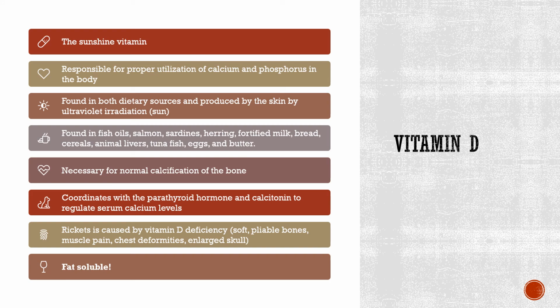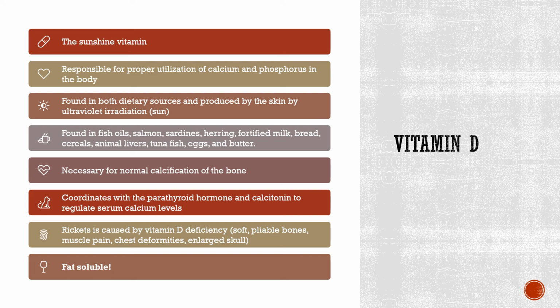Vitamin D. Vitamin D is known as the sunshine vitamin, and there's a reason for that, which we'll talk about. It's responsible for proper utilization of calcium and phosphorus in the body. It is found in both dietary sources and is produced by the skin by the ultraviolet irradiation of the sun. So this is why it's called the sunshine vitamin. You can synthesize vitamin D by going outside and getting some sunlight.